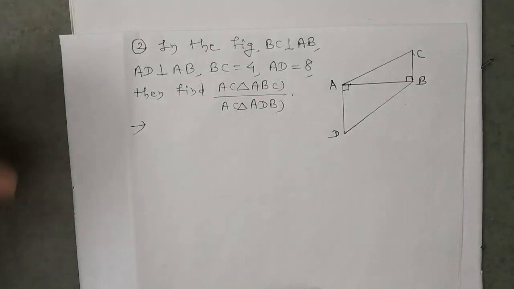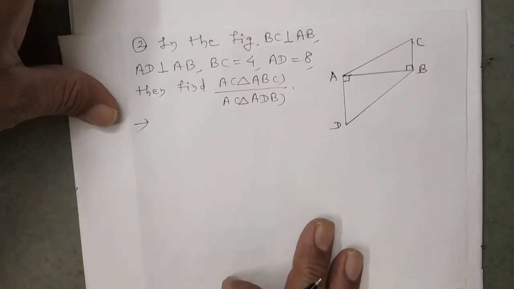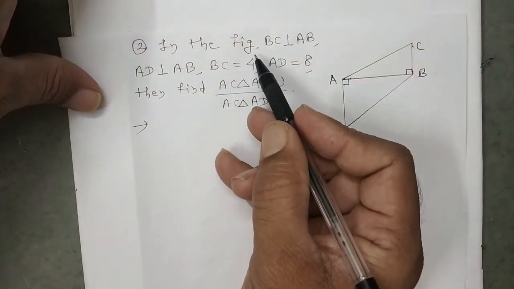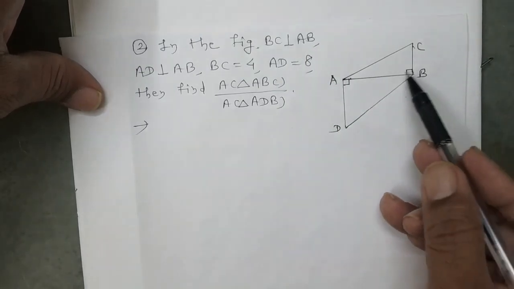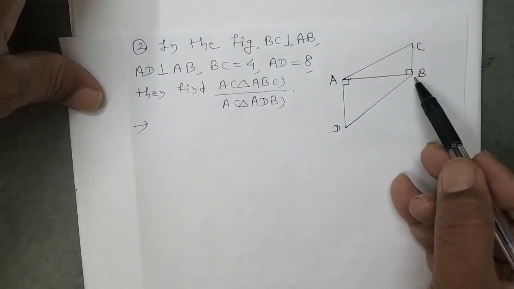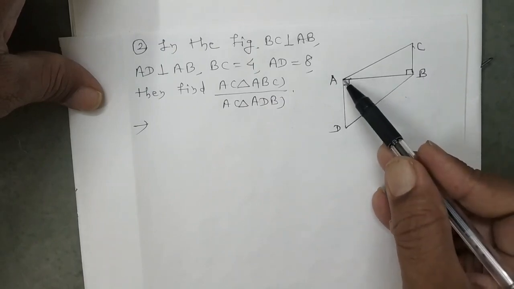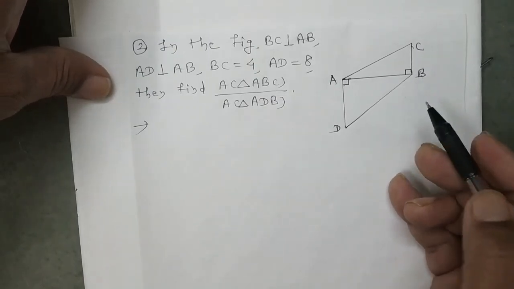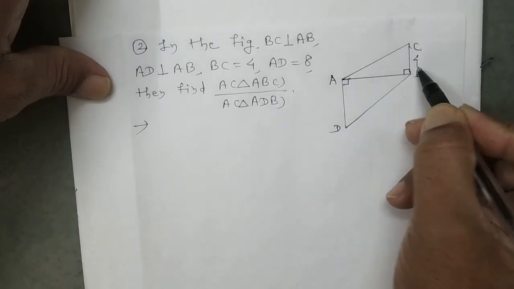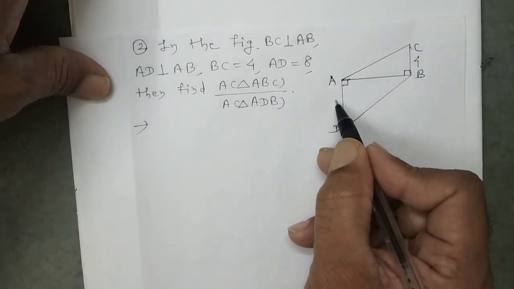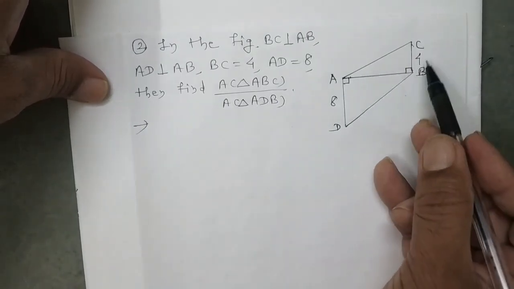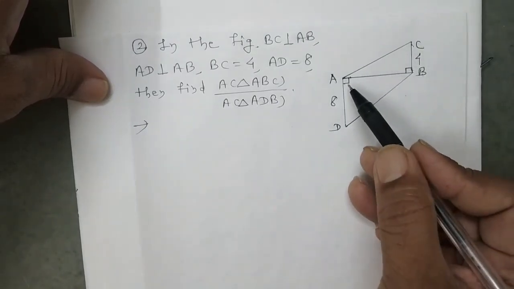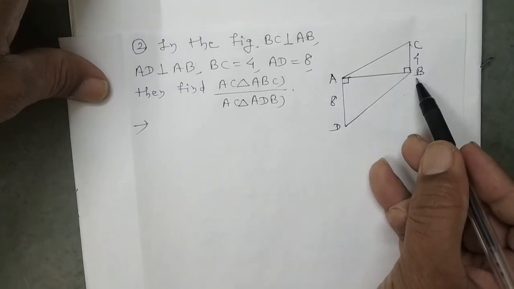Now we will see second example. In the figure, we have given BC perpendicular to AB and AD perpendicular to AB. Value of BC is 4 and AD is 8. We have to find area of triangle ABC divided by area of triangle ADB.